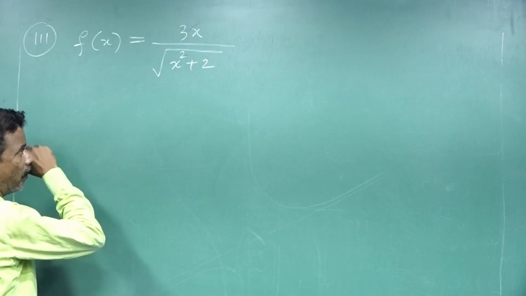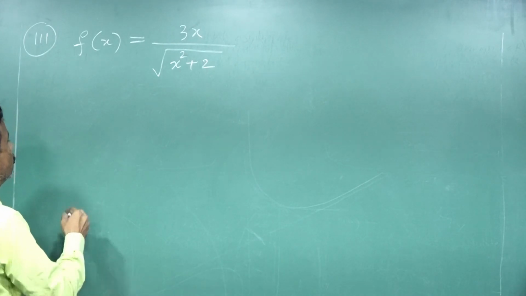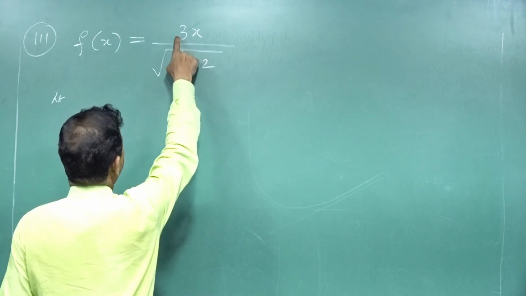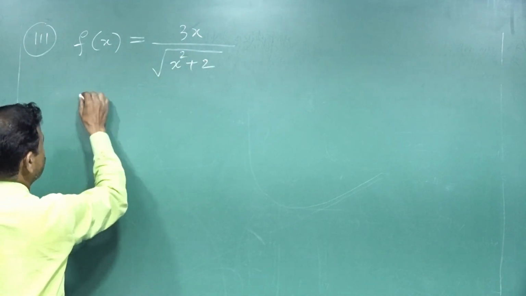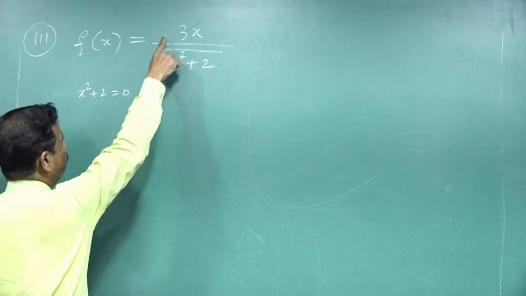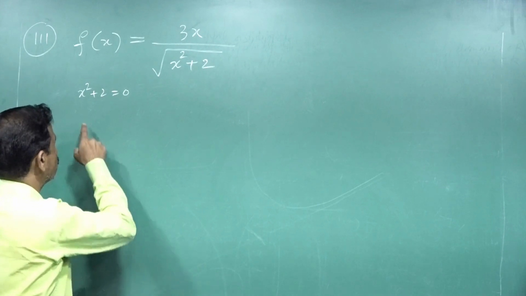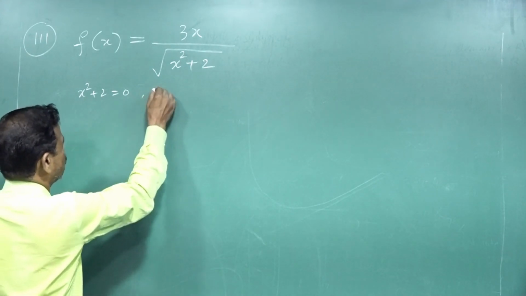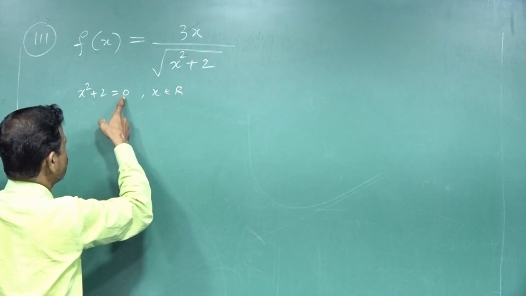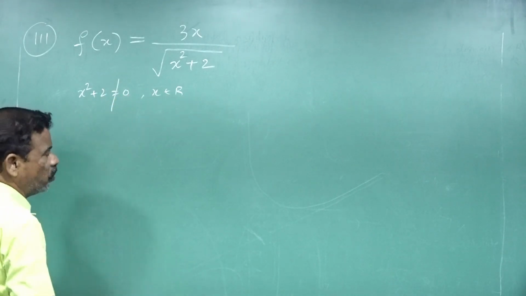Here we find the vertical asymptotes, horizontal asymptote and slant asymptotes. For vertical asymptotes, the denominator should be equal to 0, then the limit is infinity. So suppose x square plus 2 is 0. Is that possible or not? If this is 0, infinity comes. But x square plus 2 is equal to 0 is not possible for all real values. If x belongs to R, this value is always positive, so x square plus 2 is not equal to 0.